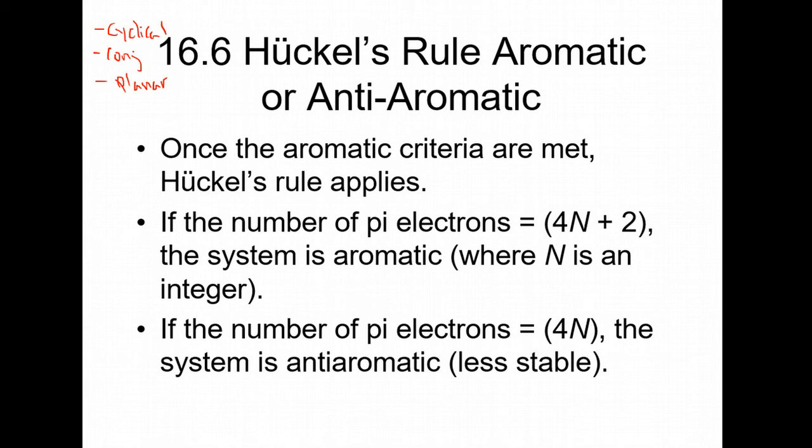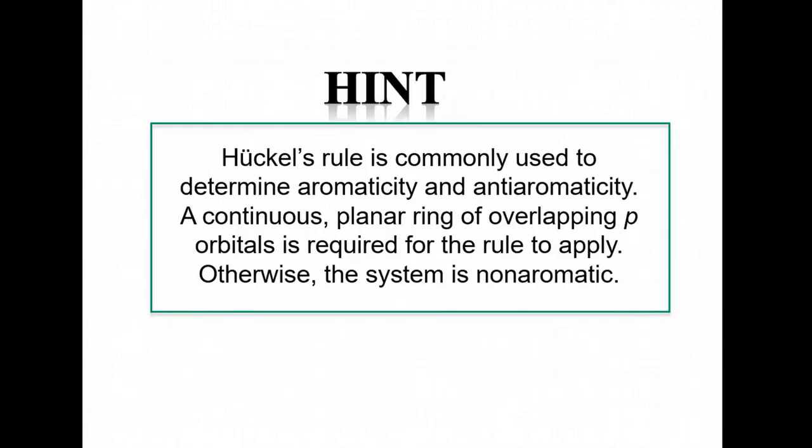If it's a fraction, then it's not going to follow that. It's going to follow the 4n rule, if the number of pi electrons equals 4n. So for example, if you've got 4 pi electrons, in that case 4 equals 4n, where n equals 1, which is a whole number, then you're anti-aromatic. It's not as stable. A hint here: Hückel's rule is commonly used to determine aromaticity and anti-aromaticity. A continuous planar ring with overlapping p orbitals is required for the rule, otherwise the system is non-aromatic.